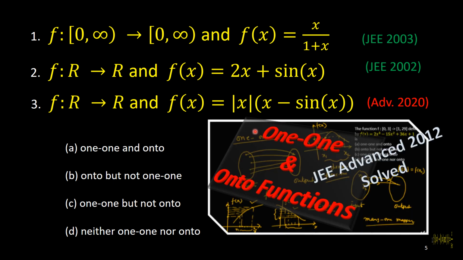In my previous video, you can see that I have discussed the concept of one-one and onto functions. This is the video, and the link is given in the description as well as at the end of the video. So if you want, you can go through it after the current video. There I have discussed in detail the meaning of one-one and onto functions. But in this video, we'll briefly discuss the concept of one-one and onto again. Then we'll solve these three problems.